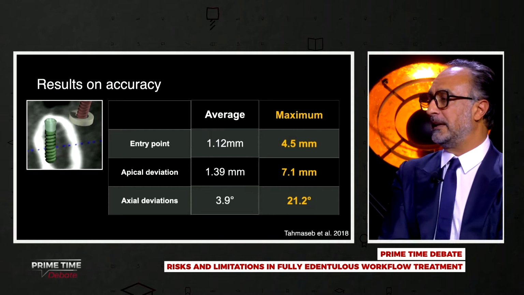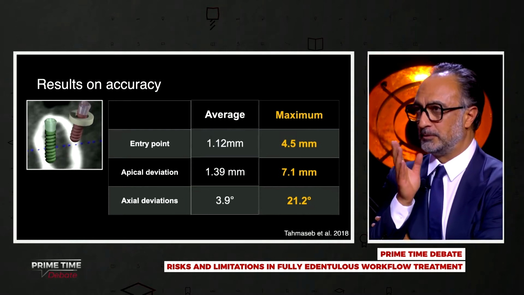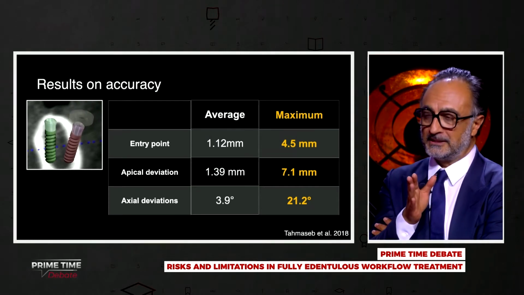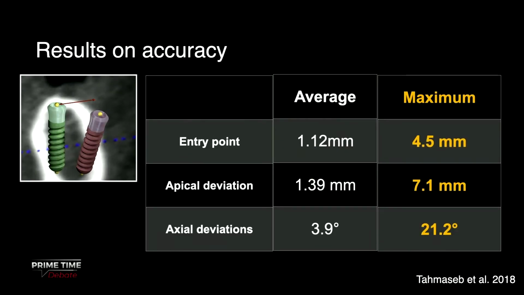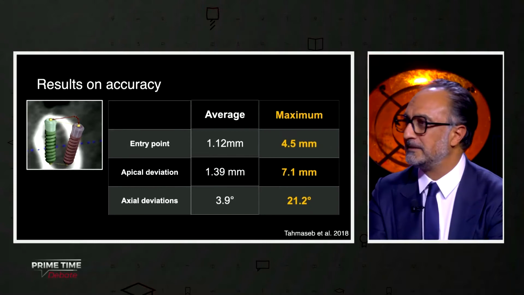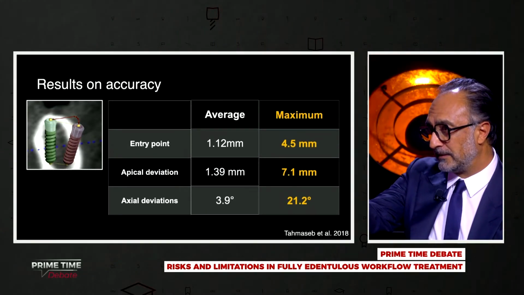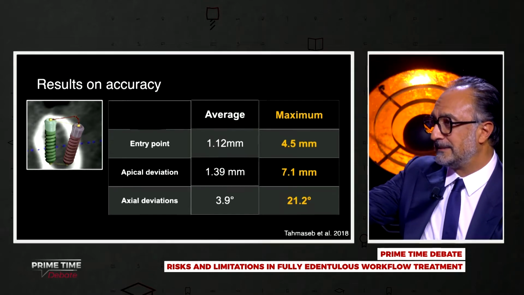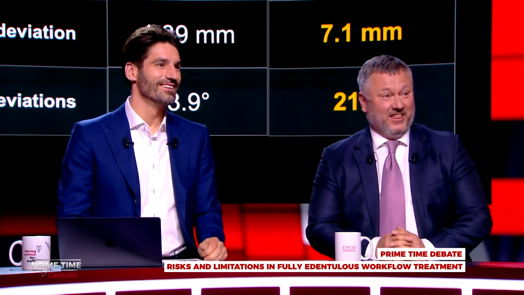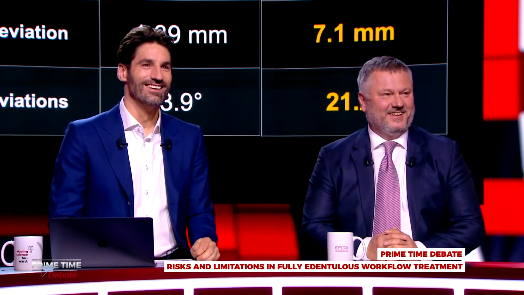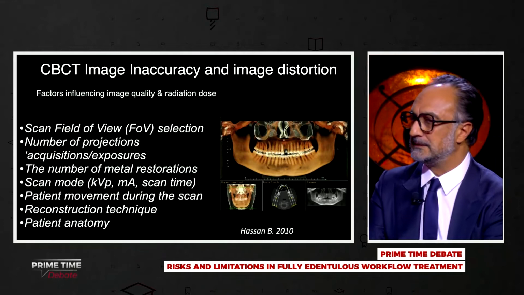And we, with ITI, did a systematic review twice, where we looked at the deviation between the planned position, which would be the green implant, and the actual position of the placed implant. And then you have these averages with outliers up to 7.1 millimeters, which actually means that I planned an implant in Gerrit's mouth, and at the end I placed the implant in Bjarni's mouth. It's 7.1 millimeters.